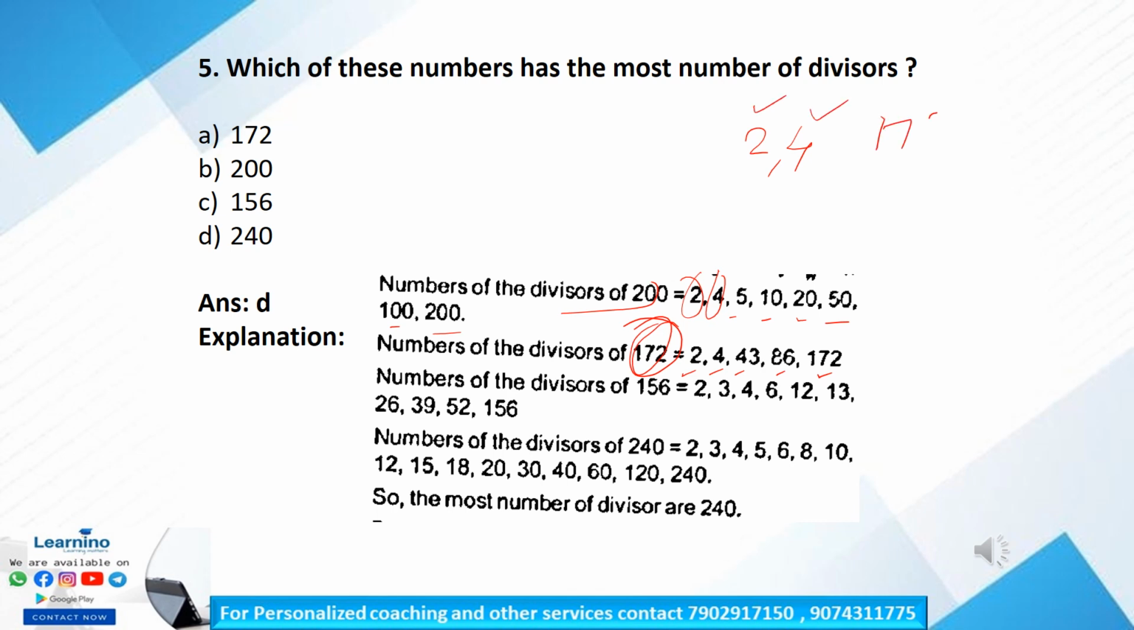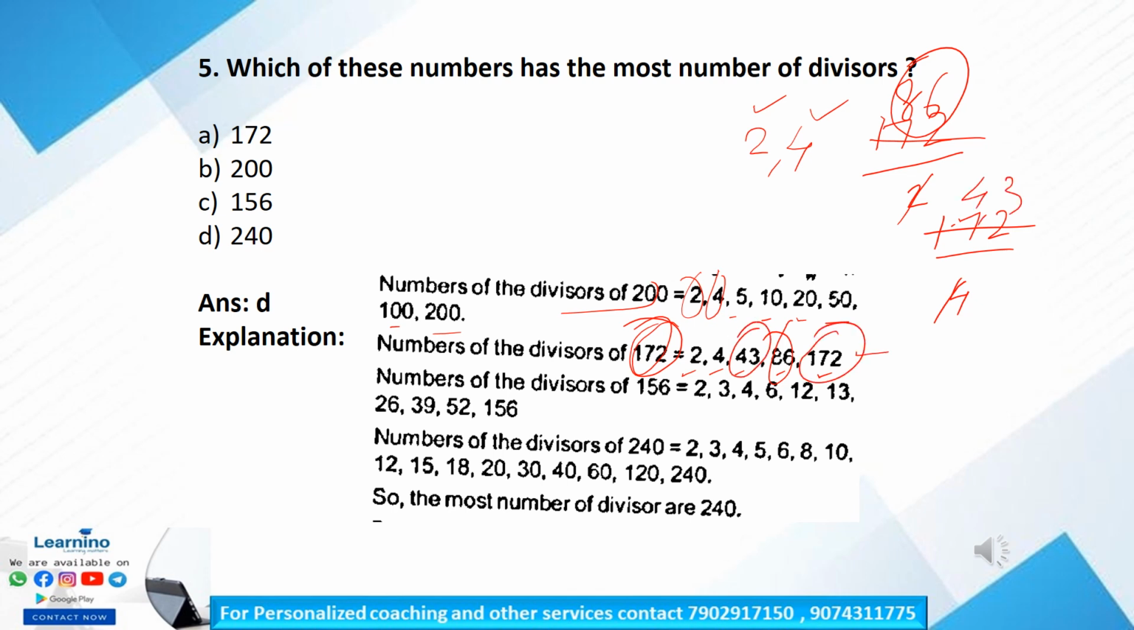Okay. So 172 divided by 2 we get 86, so it is divisible. So 86 is also a divisor of 172. Then 172 divided by 4 gives 43. Like that we will get each divisor of the numbers, right? So next is 156. That is 2, 3, 4, 6, 12, 13, 26, 39, 52, 156. Okay. So the divisors of 240 are 2, 3, 4, 5, 6, 8, 10, 12, 15, 18, 20, 30, 40, 60, 120 and 240.